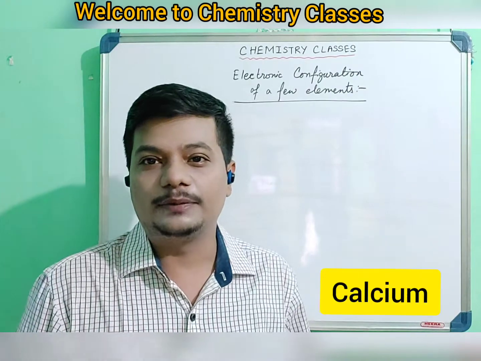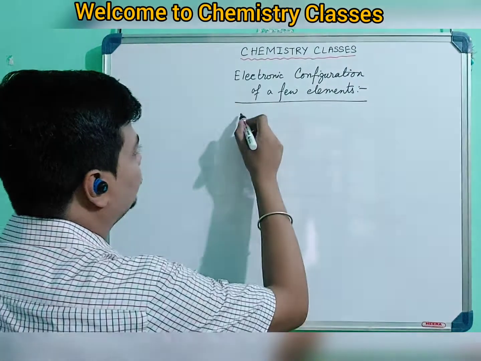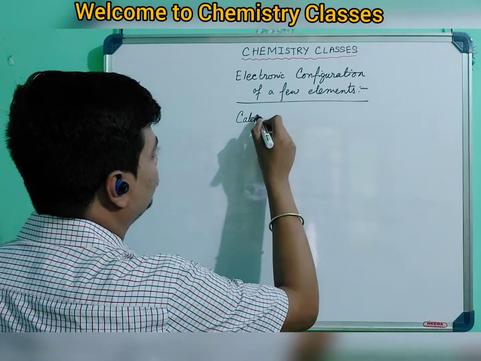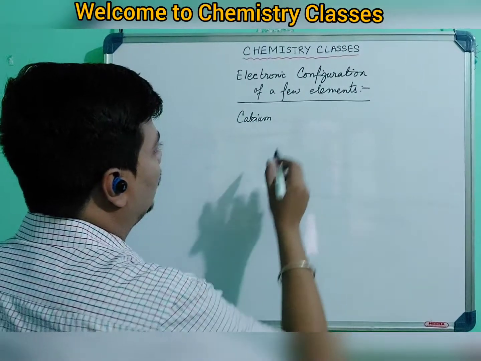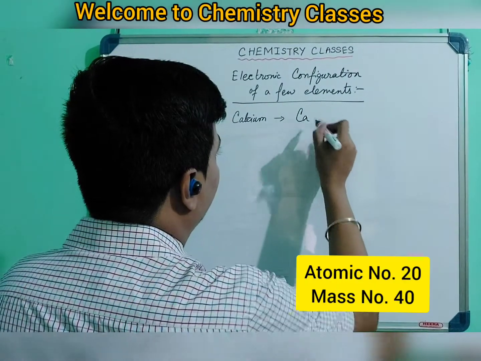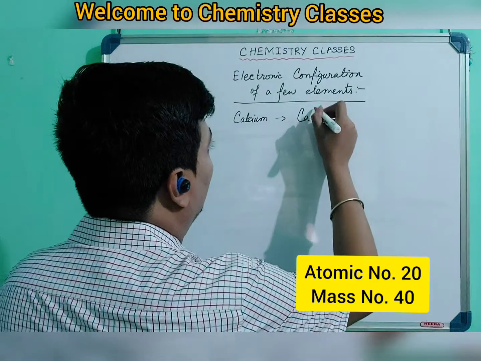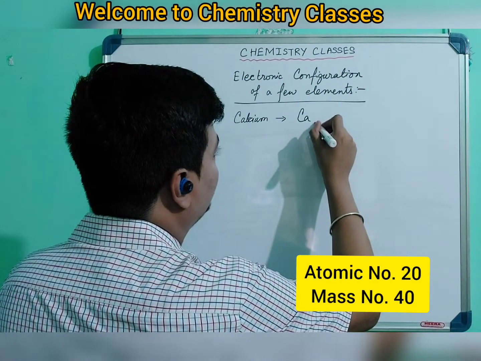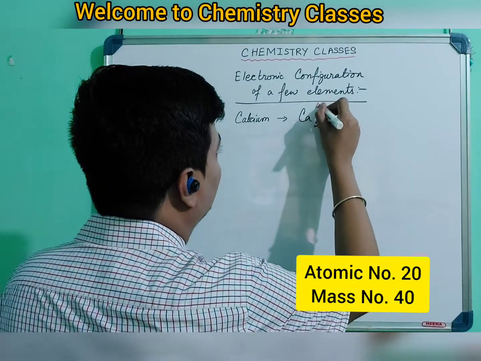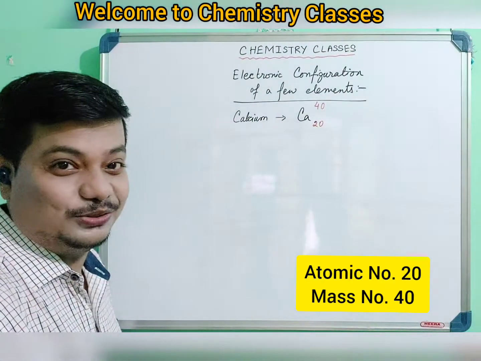Next, another one I will be showing you, that is for calcium. Calcium, symbol Ca. It has atomic number how much? 20, and mass number 40. So you must be wondering that it's a huge diagram.